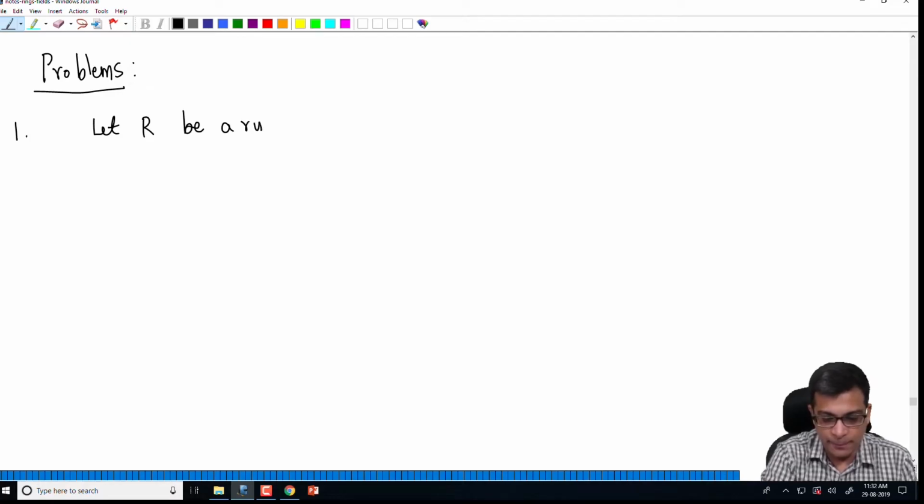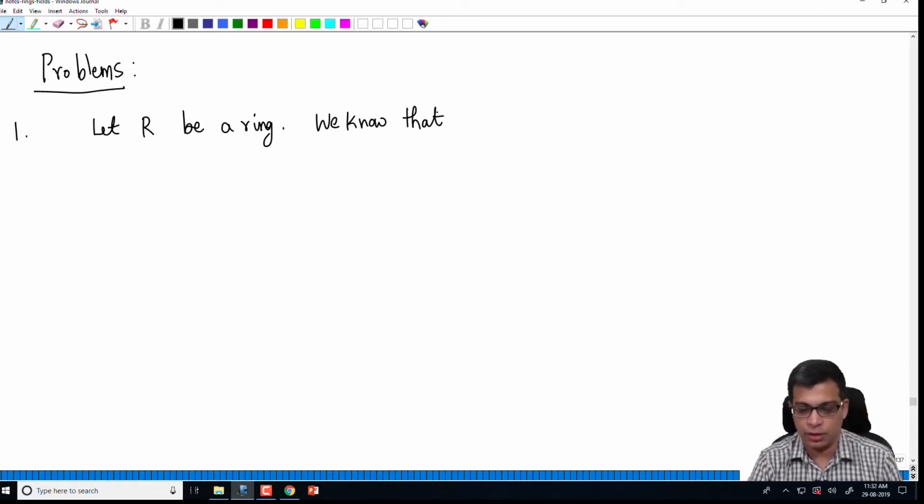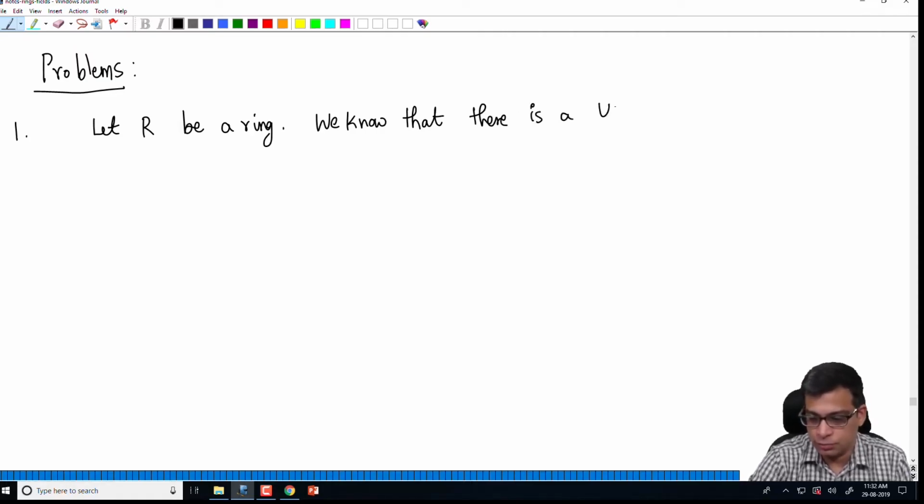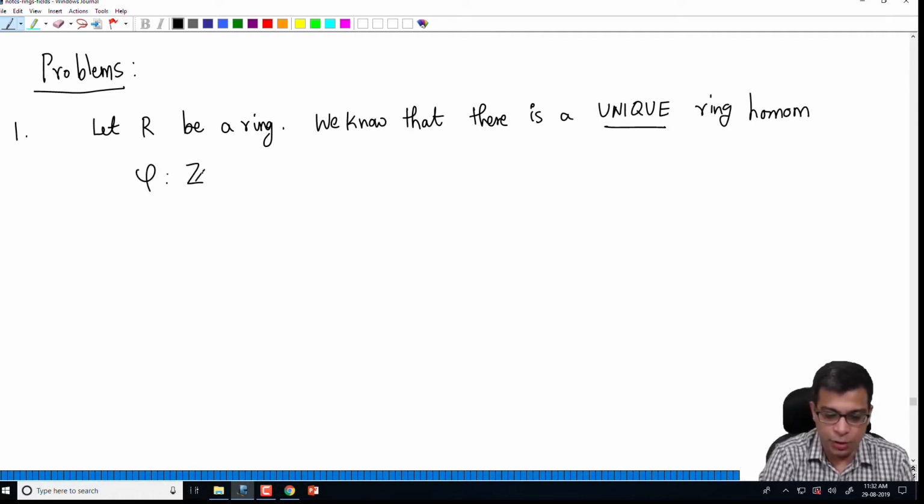So let R be a ring. This is really not just a problem, but I am defining a new thing and we will compute it for some examples. So we know that there is a unique, this is very important, unique ring homomorphism phi from Z to R. Z, remember, always represents the ring of integers. There is a unique ring homomorphism.